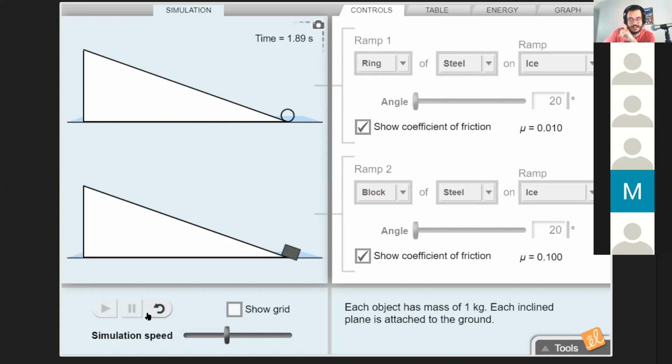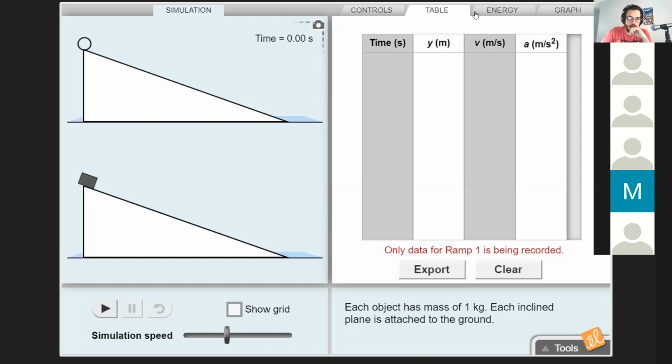And shockingly, despite having 10 times more frictional force, the block won? Well, there's got to be something else to this. This can't be right. We had 2 extremely bright people throw out that it had to be the ring that won. There must be some sort of cheat, something that we didn't take into account. Oh, who cares about a table? It's only recording data for one of them.